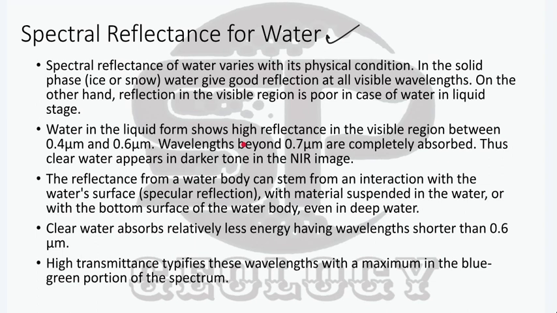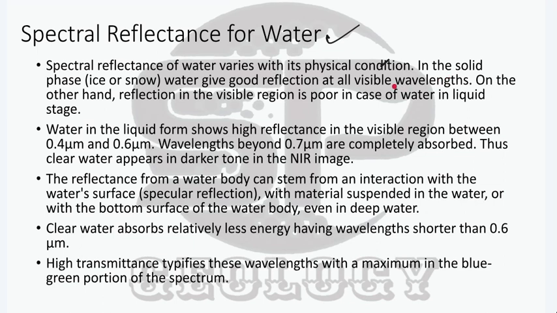We are measuring the pH and salinity of the ocean water by remote sensing. We are measuring that based on this reflectance data only. Based on that, we are telling how much nutrient is present in which position, so the fishermen should go there. They will get many fish there. So, spectral reflectance of water varies with its physical condition.